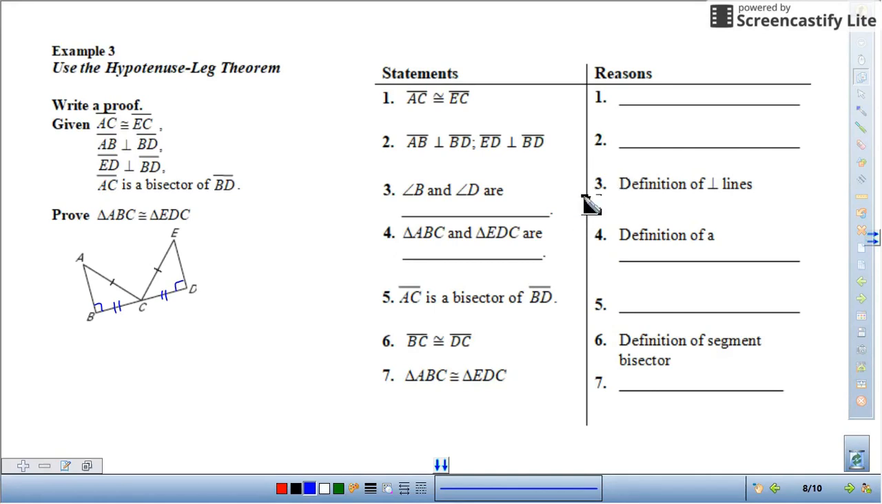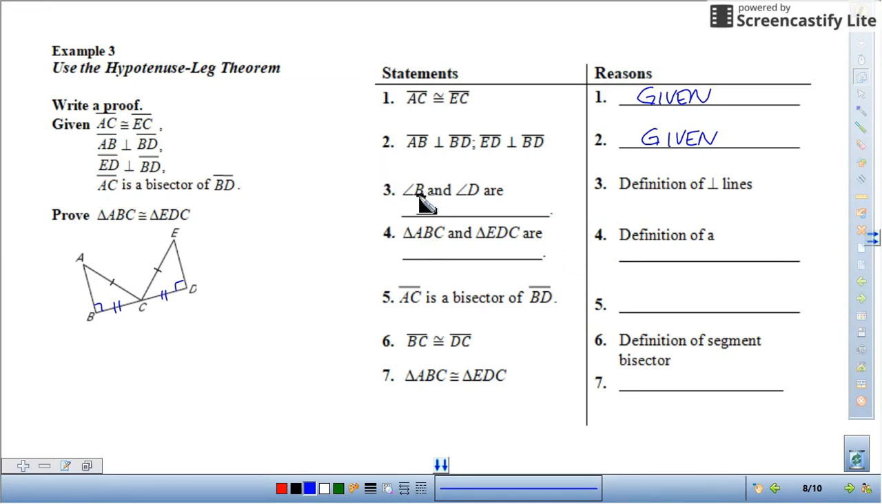So let's go ahead and come over here and start working through some of these statements and reasons that we need to fill in. First thing, we're given that AC is congruent to EC. That was one of our givens. We're then saying that AB is perpendicular to BD and ED is perpendicular to BD. That was another one of our givens as well, or two of our other givens.